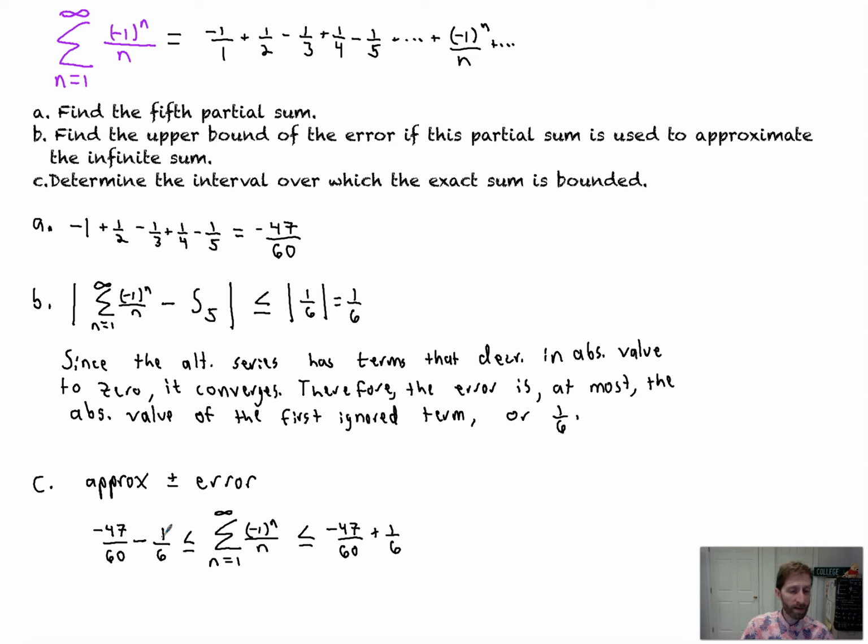And then when you simplify that down, this is 10/60. So that would be negative 57/60, which is less than or equal to that true value, which is less than or equal to, we'll add 10/60 on top of that, which is negative 37/60. So what this means is the actual infinite sum is somewhere between roughly negative 1 and not quite negative 1/2, which makes sense.